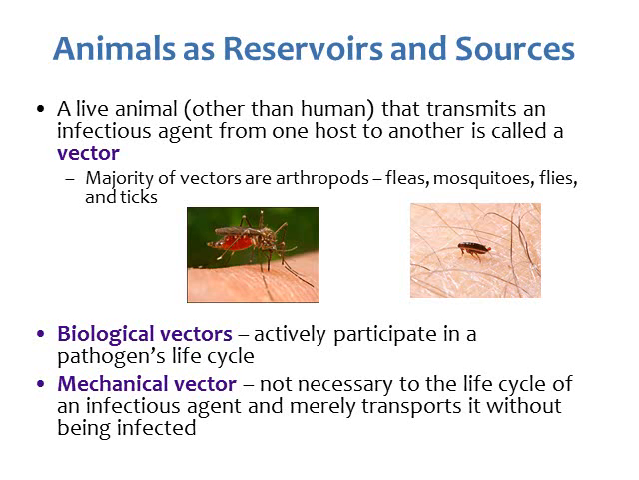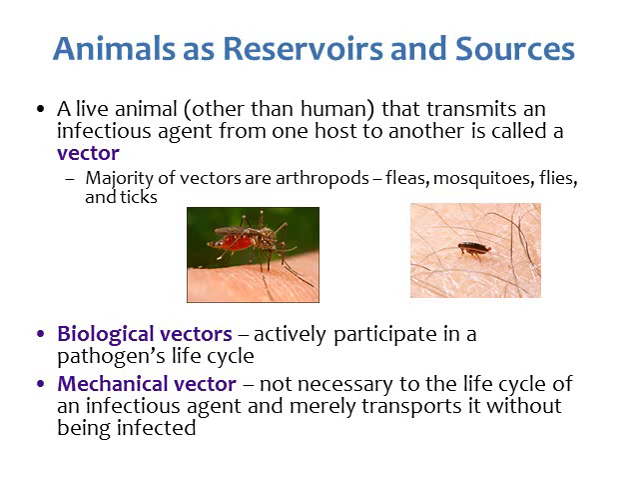So besides people being carriers, we also have animals that can be reservoirs or sources of pathogens. A live animal, any animal other than a human, that can transmit an infectious agent from one host to another is called a vector. Most vectors that we think of are arthropods, like fleas, ticks, mosquitoes, flies. These things can transport pathogens from one mammal to another.